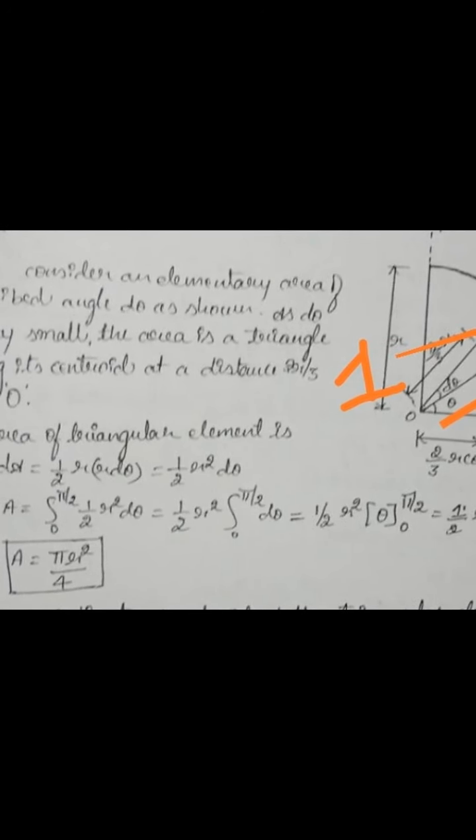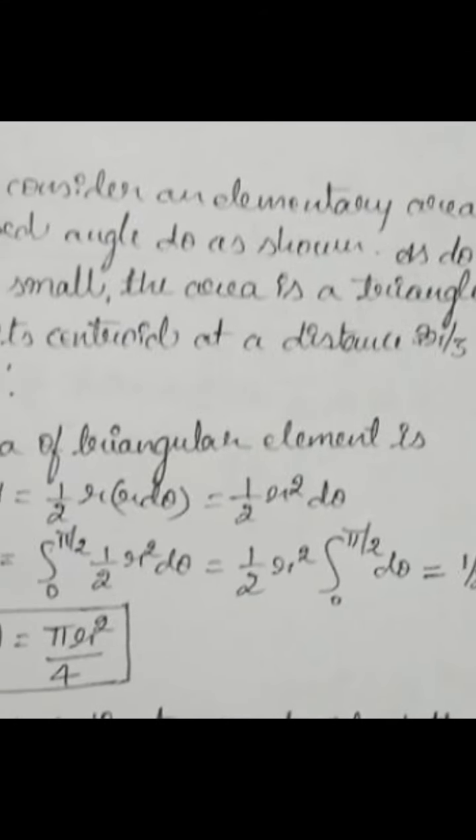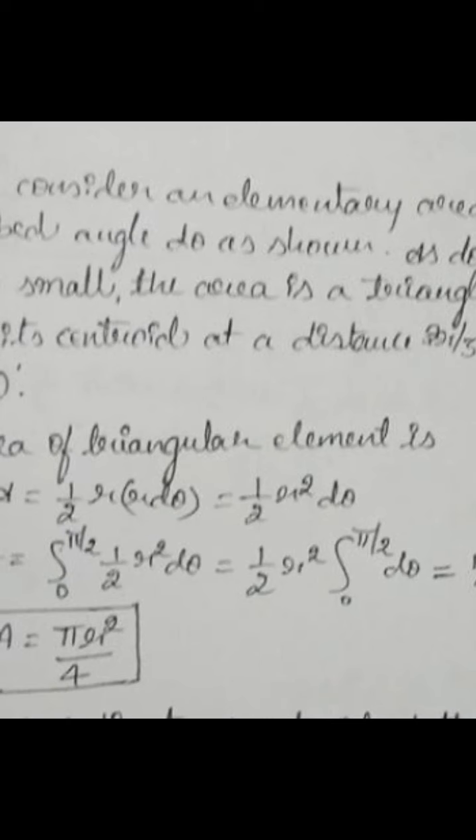For that equation I will integrate both sides. So integration of dA you get A. You can see here in this figure the angle varies from 0 degree to 90 degree. So the limiting value will be 0 to 90 degree, pi by 2. That's why I use the limit 0 to pi by 2. So the integration is from 0 to pi by 2 of half r square into d theta.